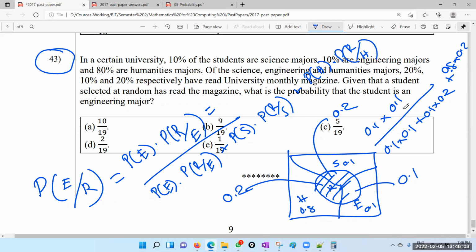So 0.1 into 0.1 is 0.01. 0.01 divided by 0.01 plus 0.02 plus 0.16.